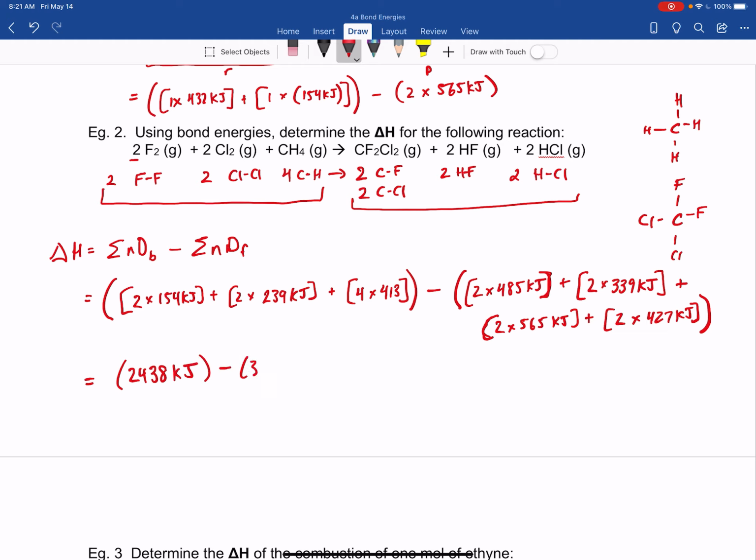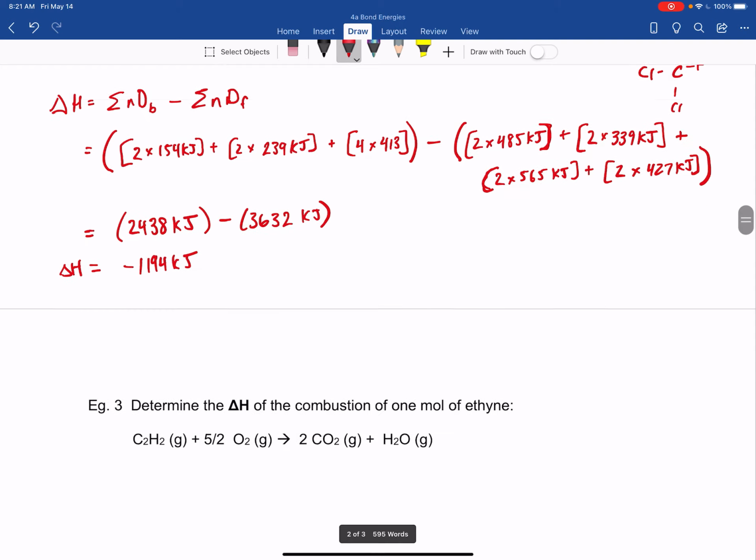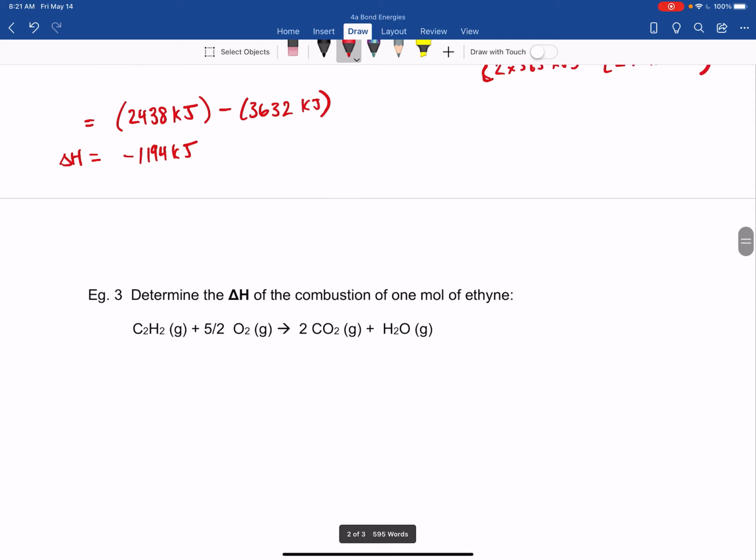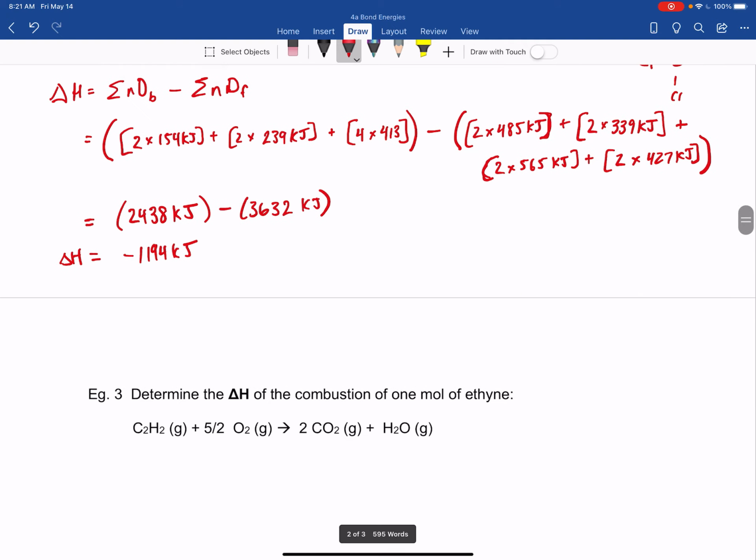The products release 3,632. So when we subtract those numbers, we get a net value of negative 1,194 kilojoules. So this reaction is also exothermic, releasing quite a bit of energy. All right, and keep in mind, this is not molar enthalpy. This is enthalpy change, so we would be able to specify that per substance reacted. So I'll leave that there. If you need to pause and go back, go ahead.